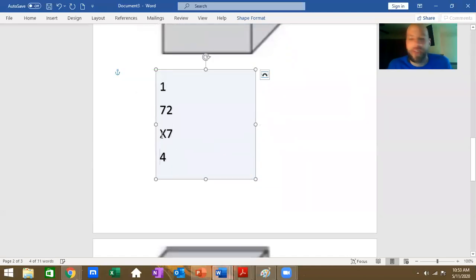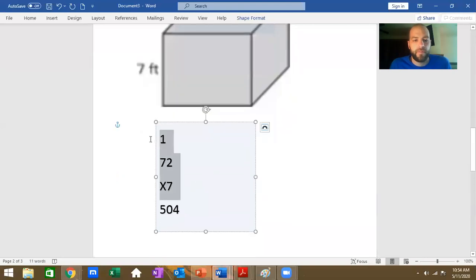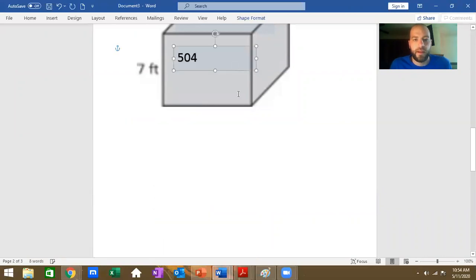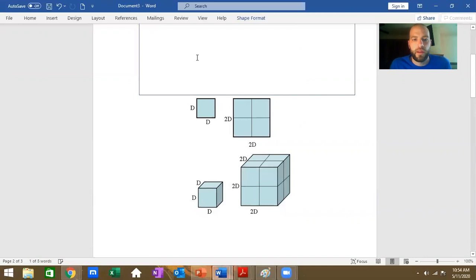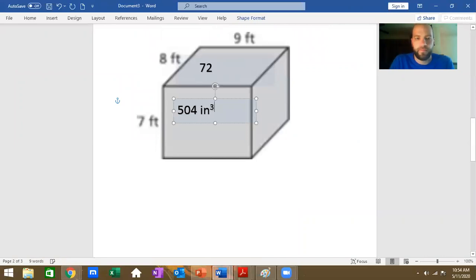14, 1, 4, and then 7 times 7 is 49, plus 1 is 50. So that's 504. So 72 times 7 is 504 cubic feet. 9 times 8 is 72, and then 72 times 7 is 504.